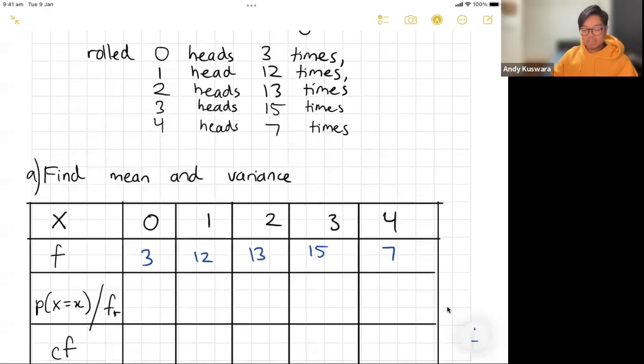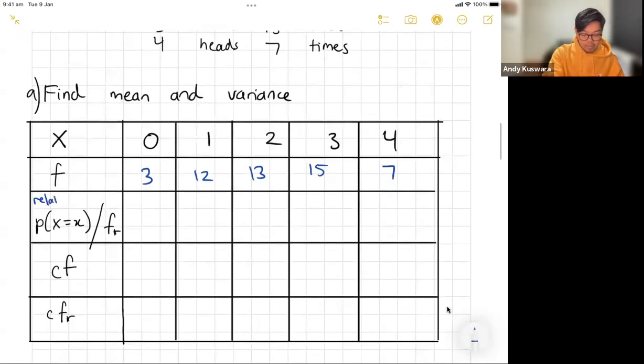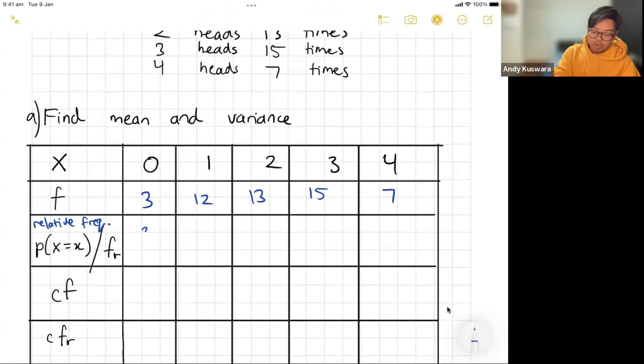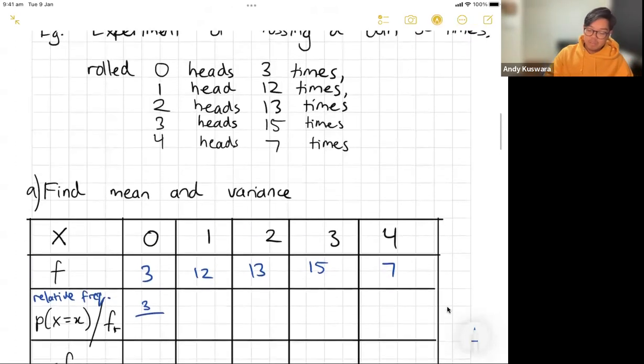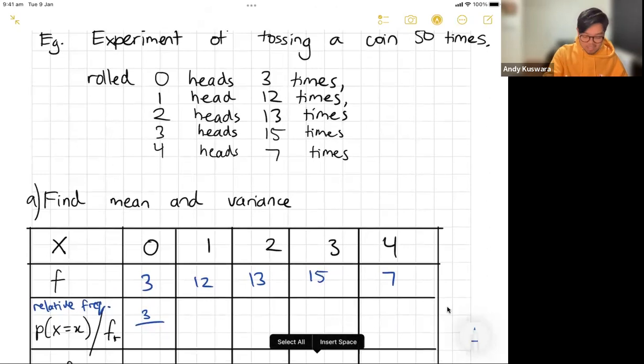Now that's for frequency. The next thing they'll ask, and sometimes they'll call it the probability of the thing happening, or sometimes the relative frequency, depends on which one they choose to put in. If you see F and a little r, that is relative frequency. I'll write it here, relative frequency. That just means the probability. So there's a probability of 3 out of a total of 50 tosses, so 3 on 50, 12 on 50, 13 on 50, 15 on 50, and 7 on 50.